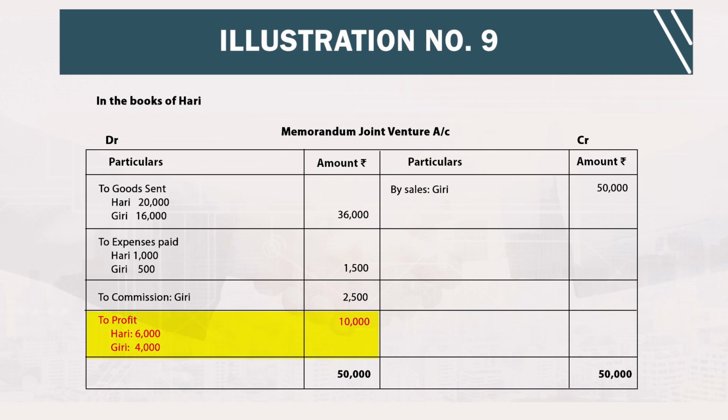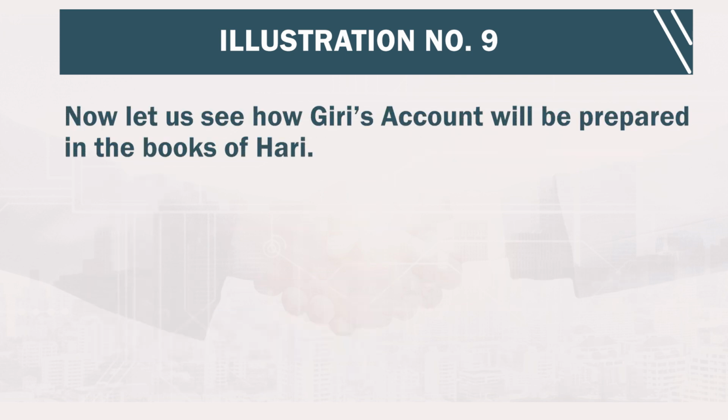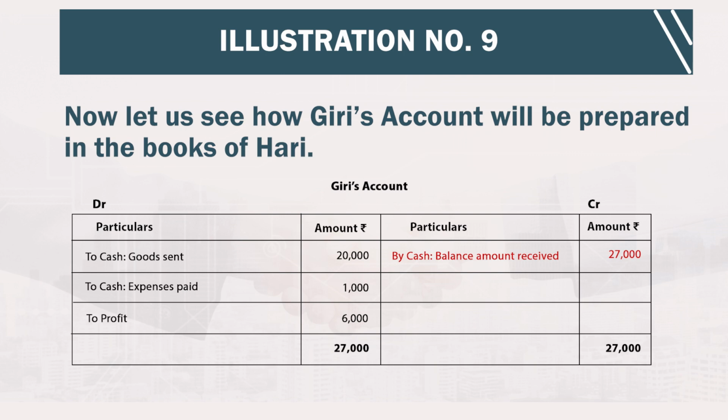So, Hari will get rupees 6,000 and Giri will get rupees 4,000. Now, let us see how Giri's account will be prepared in the book of Hari. Giri's account on debit side: to cash, goods sent rupees 20,000; to cash, expenses paid rupees 1,000; and profit rupees 6,000, total amount 27,000. So, it will be on credit side: by cash, balance amount received rupees 27,000.